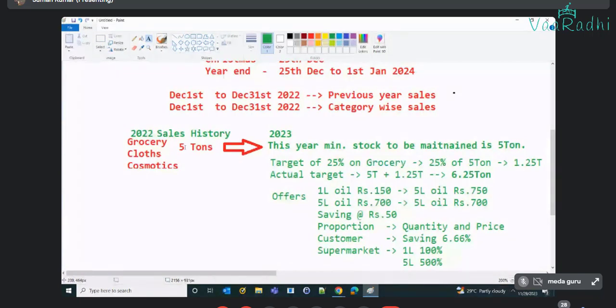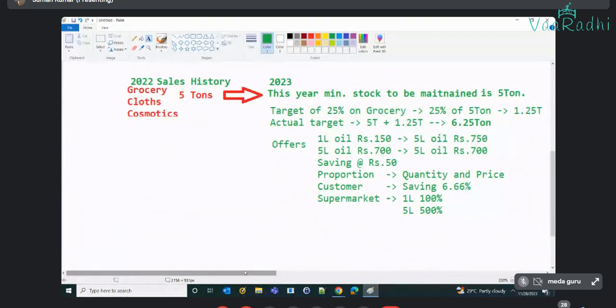What is the sales information for the same period, like December 1st to December 31st last year, and what was the sales on the major categories in terms of quantity, and I'll fix a target this year. I'm going with a 25% increase. Based on that, they will have the offers, and they'll make customers feel happy and satisfied with limited offers. With small savings at the customer end, but the margin that the supermarket guy is getting is more. So this is one use case, guys.